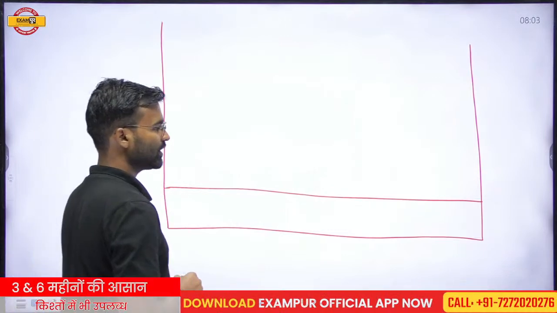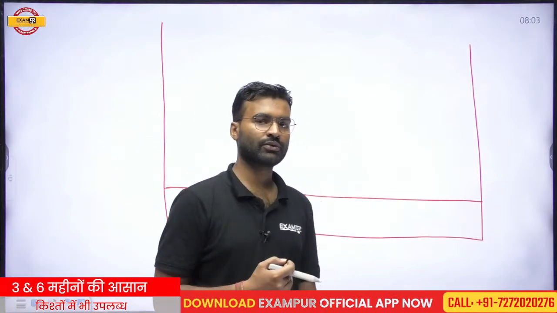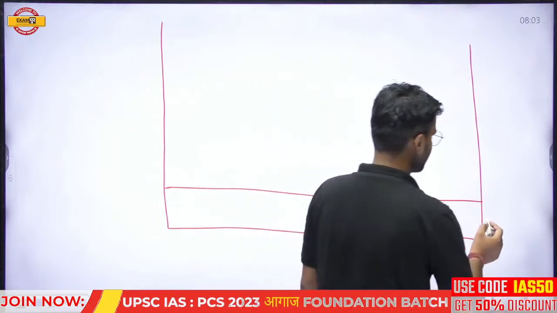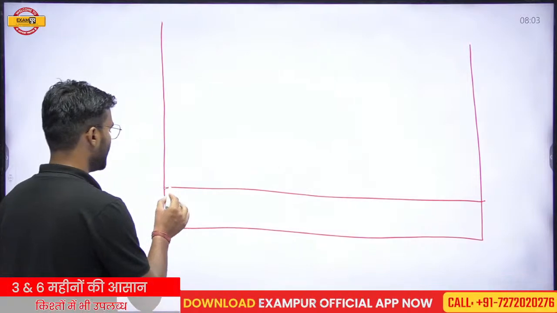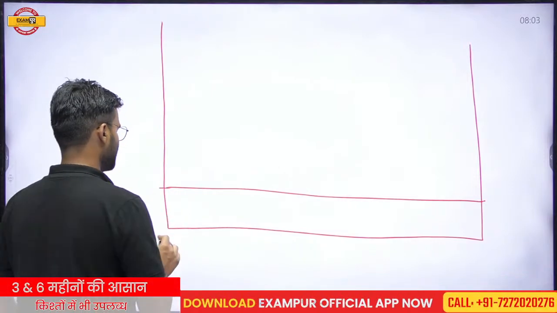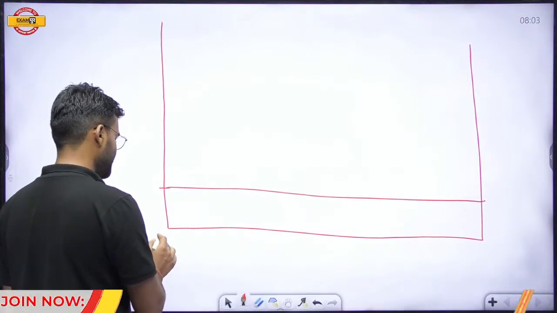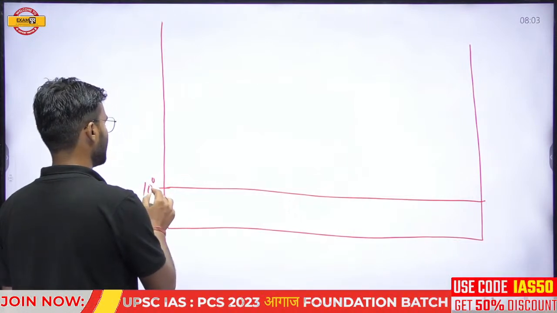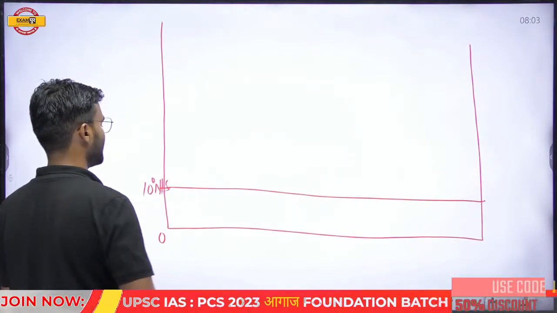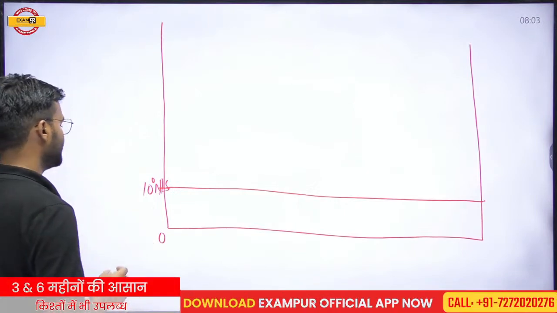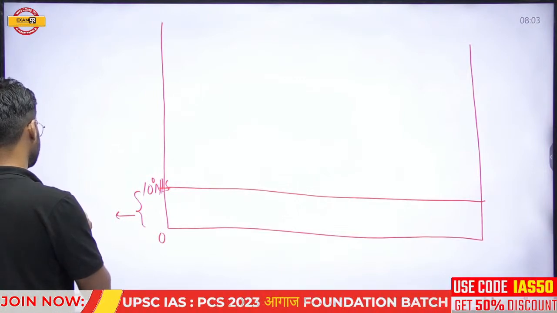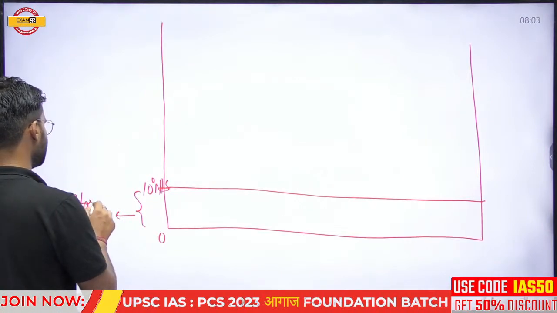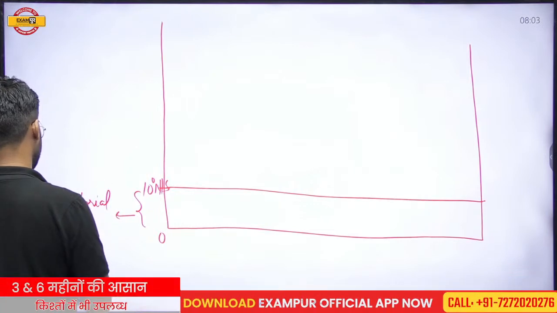Before starting today's session, we recap the last class. In the last class, we discussed that the climatic zone stretched between 0 degree latitude to 10 degree north and south latitude is called the equatorial climatic zone. And we discussed some basic features of this climatic zone.